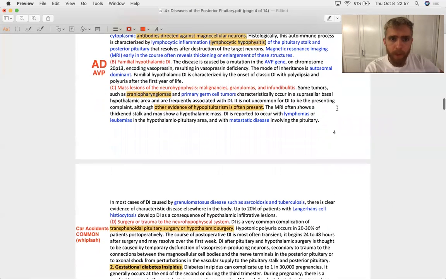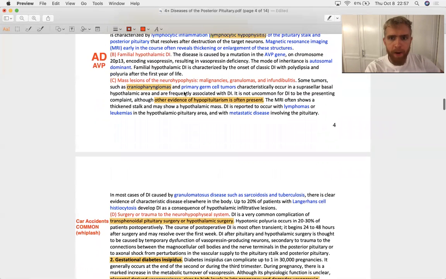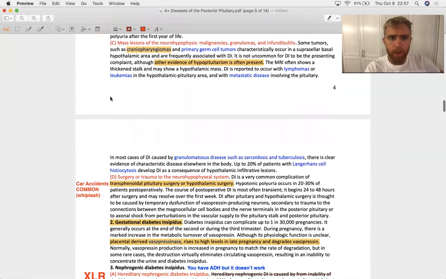There are some cases of inherited diabetes insipidus due to mutations in the arginine vasopressin, ADH vasopressin hormone gene. That's on chromosome 20. It's inherited in an autosomal dominant manner. I don't think you'll get asked about that.